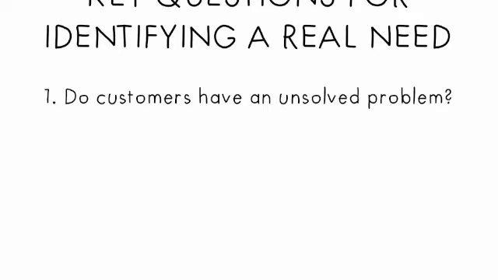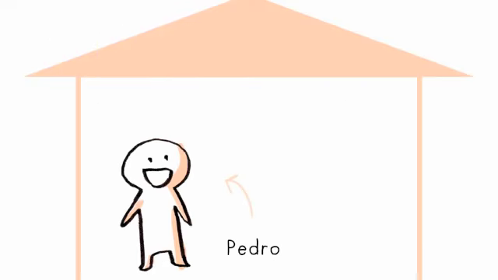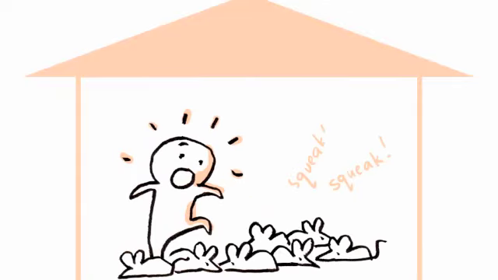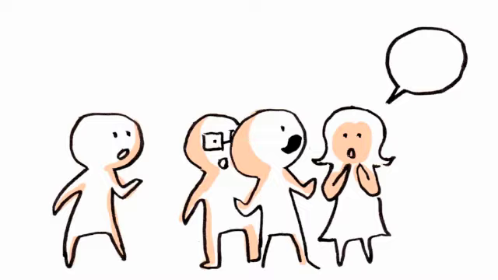Let's take the example of Pedro and his neighborhood. Pedro discovered one day there were a lot of mice in his house. The mice were eating food in his cupboards as well as damaging electrical wiring. He went to the grocery to buy rat poison, but when he got there, he saw a lot of his neighbors chatting uneasily.